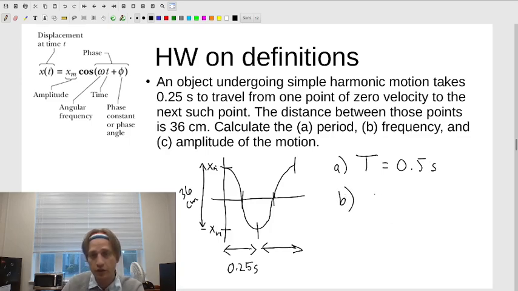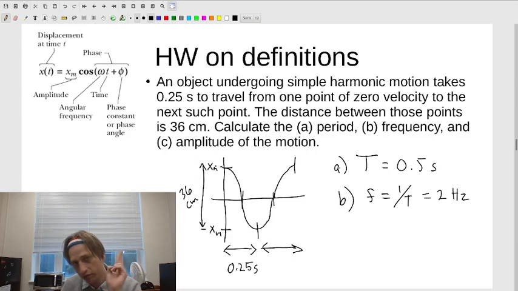Of course, to find the frequency, you just need to take 1 over the period. So the frequency here would be 1 over 0.5. It would be 2 hertz. What does that mean? It means that your object goes all the way from plus x down to minus x, back to plus x, down to minus x, back to plus x in 1 second. It does the whole cycle 2 times in 1 second.